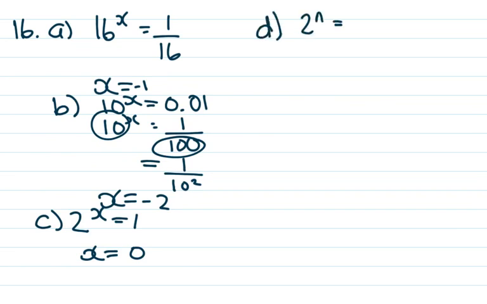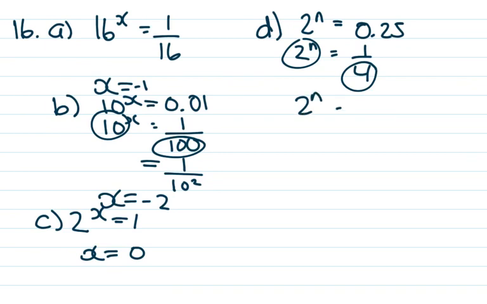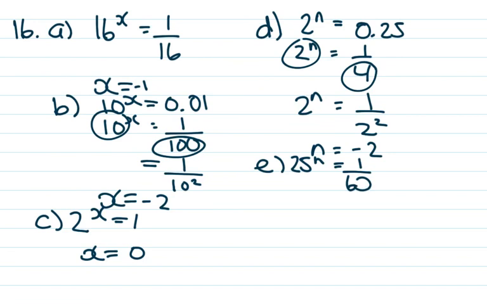D. 2 to the power of n equals 0.25. Let's rewrite that as a fraction. That's 1/4. How is 4 related to 2? That would be 2 squared. Therefore, n is -2. E, 25 to the power of n equals 1 over 625. How is 625 related to 25? Well, it's 25 squared. This equals 1 over 25 squared. So n is -2.